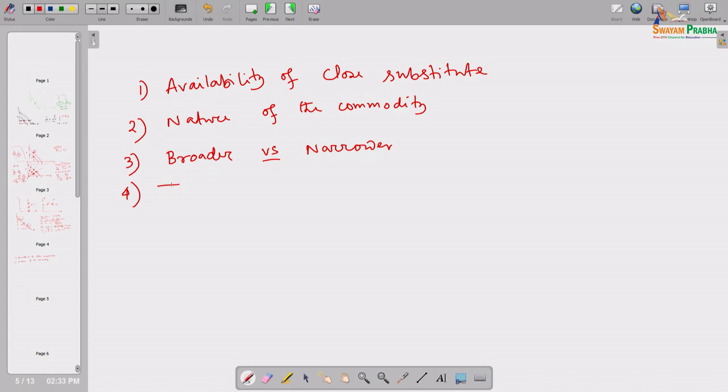So when we define the commodity in a relatively broader way, like food, elasticity of demand will be relatively inelastic, and when it is narrower, it will be much more elastic. Similarly, time horizon also determines elasticity of demand. To be specific, when it is a shorter time span, our demand will be more inelastic, vis-a-vis a longer time span, when demand will be much more elastic.